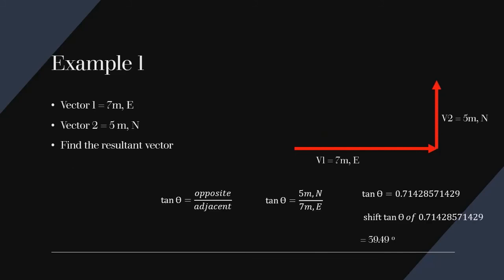So basically we are going to use tangent theta, which is equal to opposite over adjacent, and our opposite is actually 5 meters north, and our adjacent is 7 meters east. Therefore 5 meters divided by 7, the value of that is 0.71428571429. And therefore if we would like to take the angle theta for this one, all you have to do is to shift the tangent theta of this value, and our angle theta is equal to 39.49 degrees.